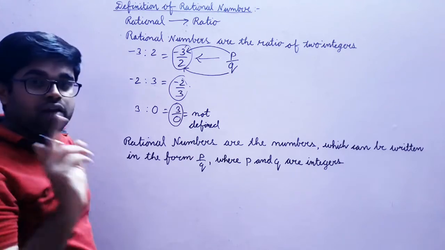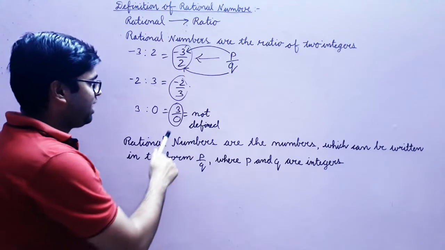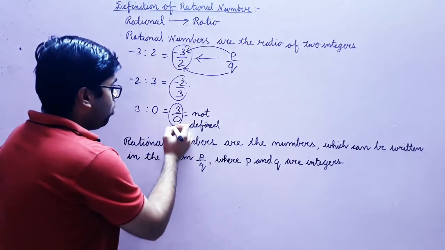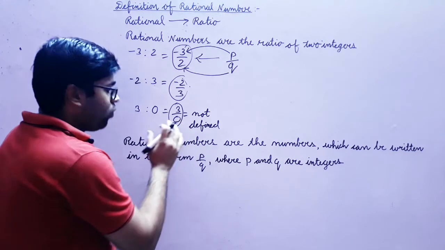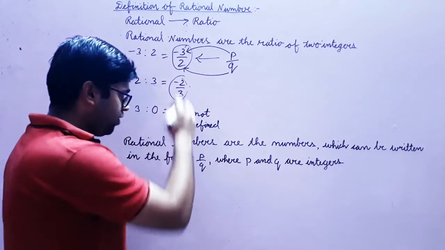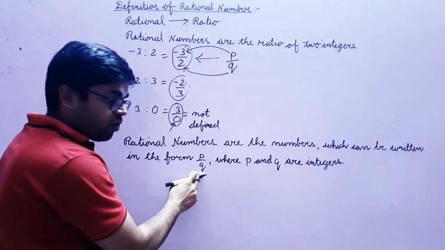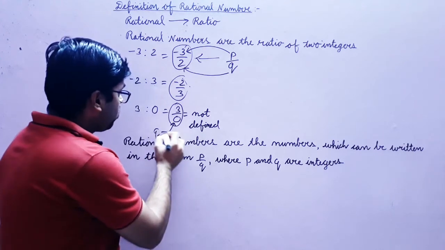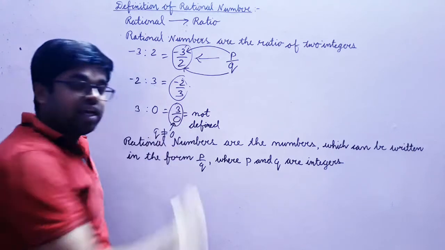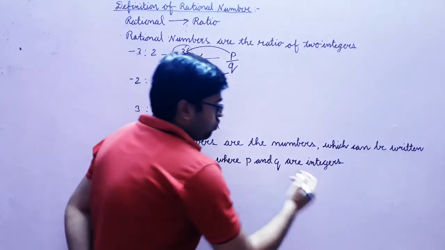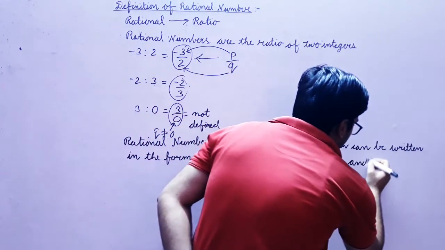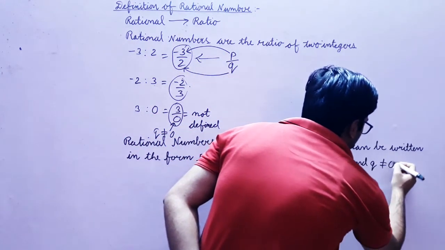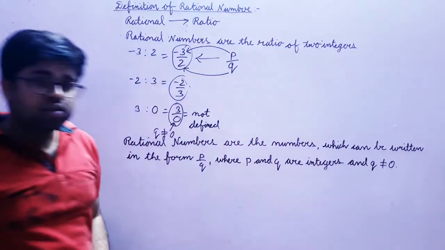Now one more thing we need to mention is about the lower integer. By lower I mean the integer which is written downside, and we call it Q. It cannot be equal to 0. We can't take it equal to 0. So we need to mention that also, that Q is not equal to 0.